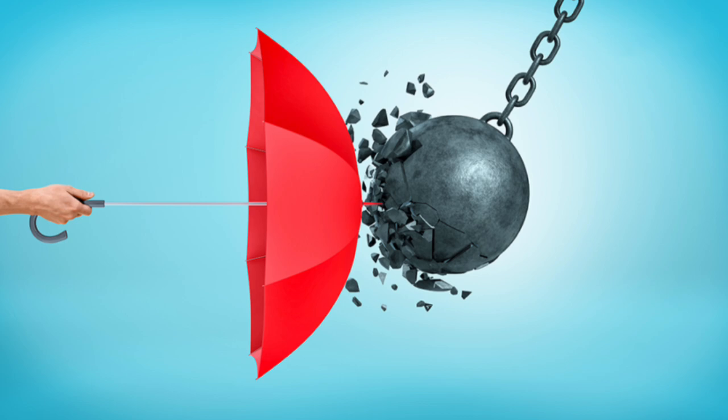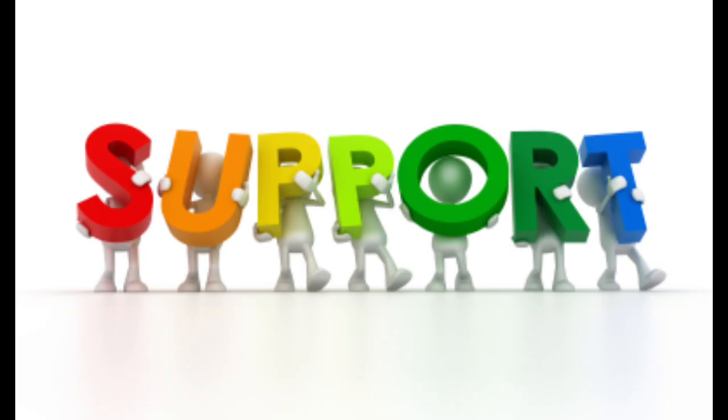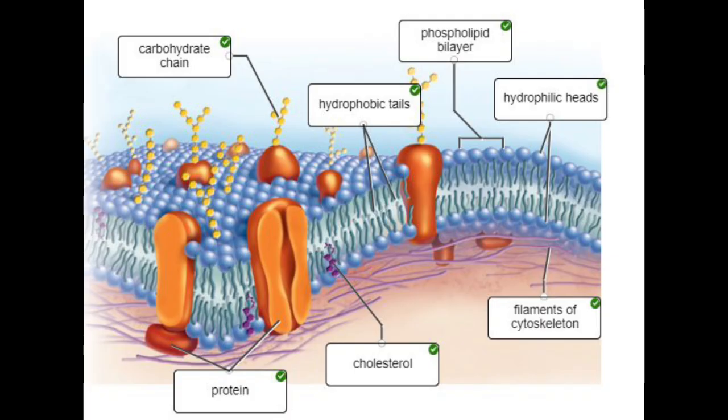The third function is cell signaling. The membrane contains receptor proteins that receive and transmit signals from the external environment, allowing the cell to respond to changes and communicate with other cells. The next is support and structure. It provides structural support and maintains the shape of the cell. It also connects with the cytoskeleton inside the cell and the extracellular matrix outside.